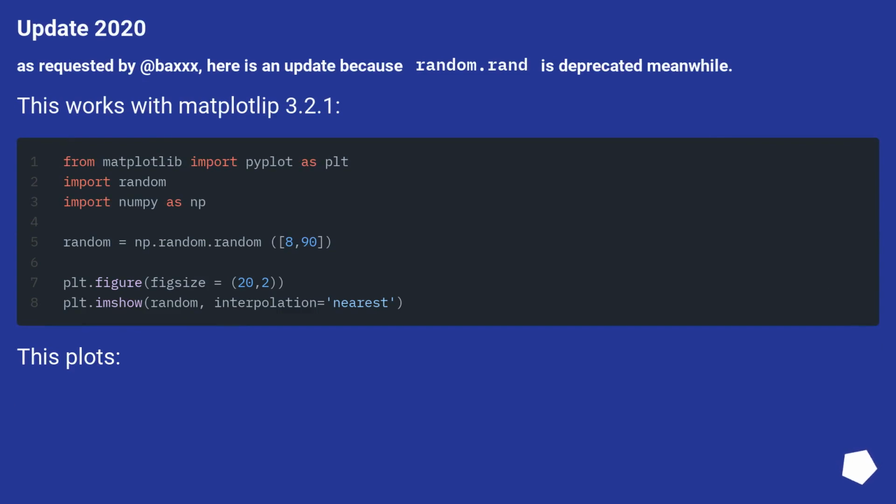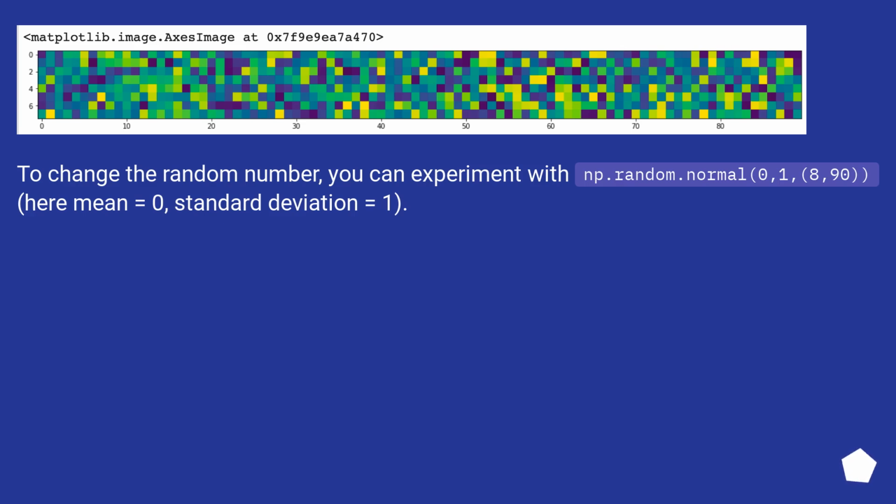Update 2020. As requested by Bex, here's an update because random.rand is deprecated meanwhile. This works with matplotlib 3.2.1. This plots. To change the random number, you can experiment with np.random.normal(0, 1, (8, 90)), here mean equals 0, standard deviation equals 1.